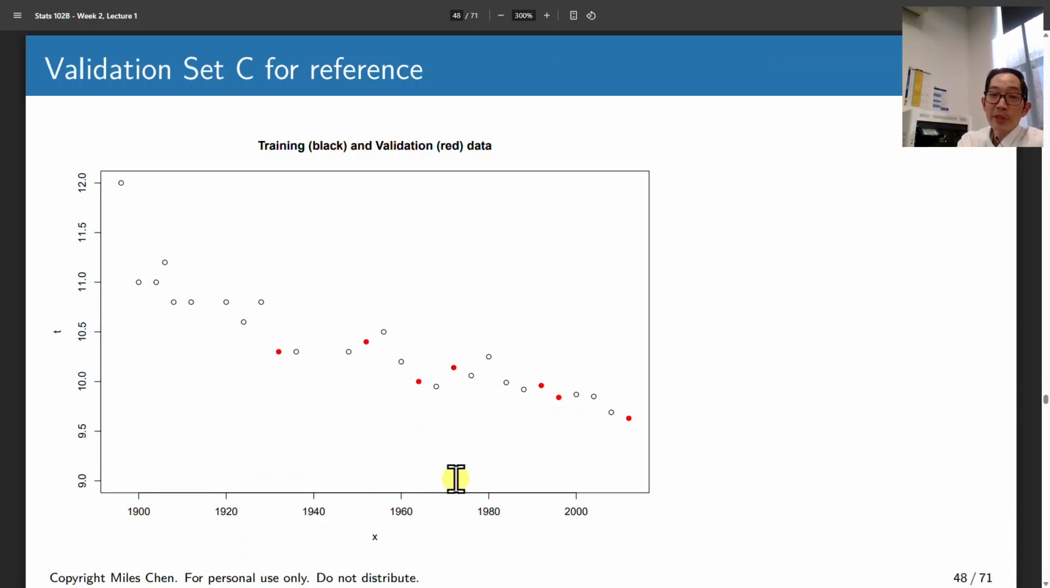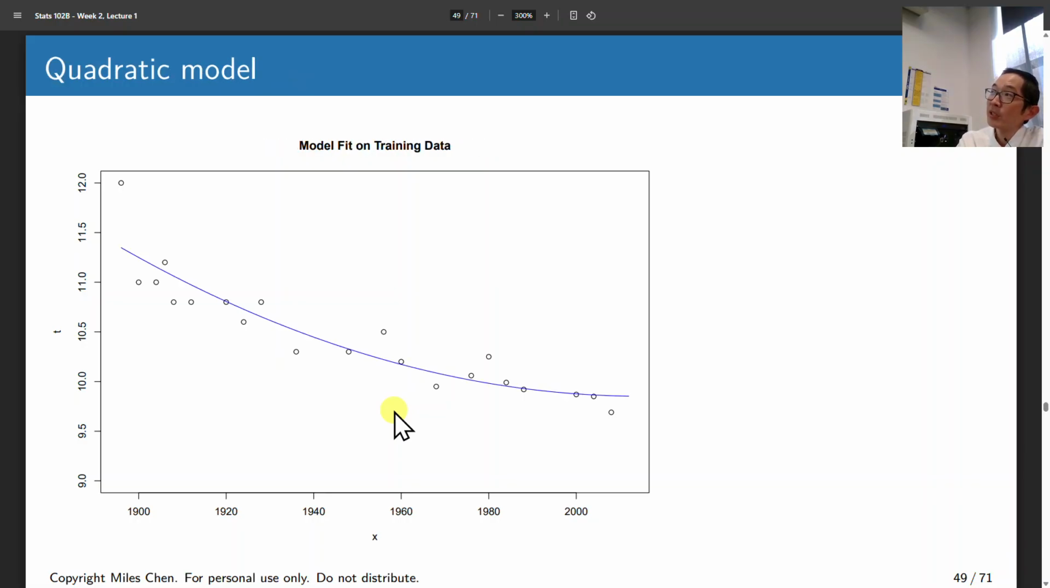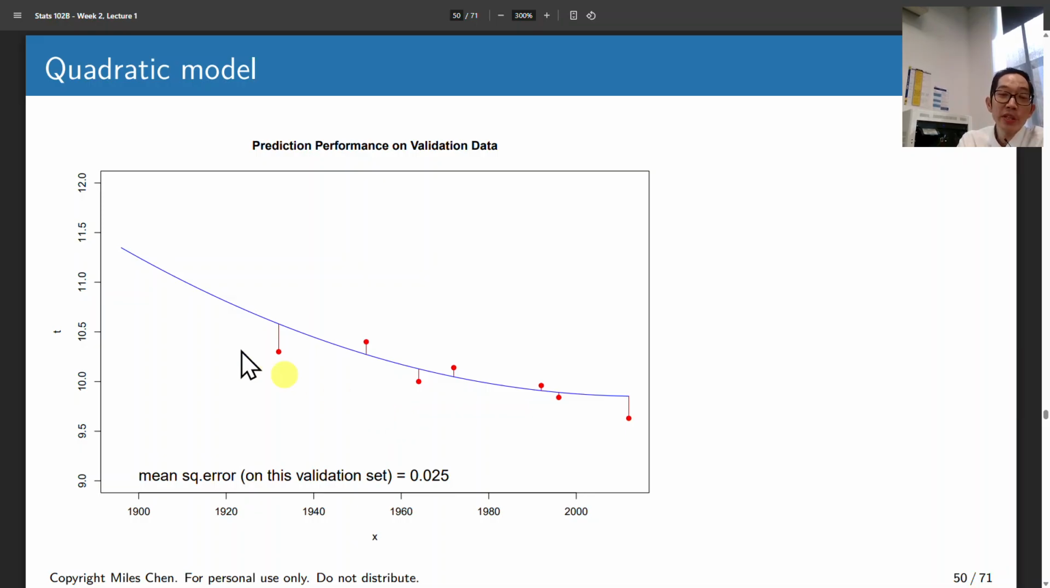All right, we do the same thing. Here is all 28 points. Here's my 7 data points. We're going to throw those away, or hide them, I should say. And then we fit a quadratic model on the remaining 21 points. I bring back those 7 points, and I say, how well does it predict these 7 points? And when we do that, we get a mean squared error of 0.025.